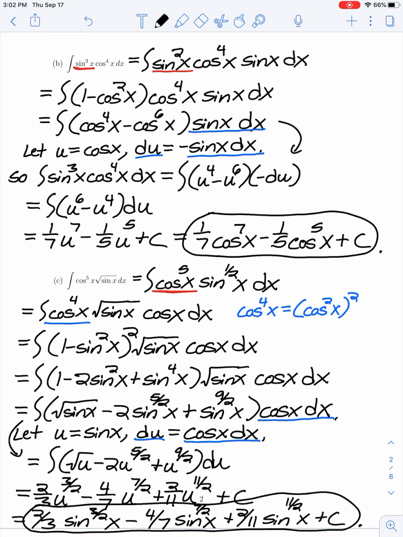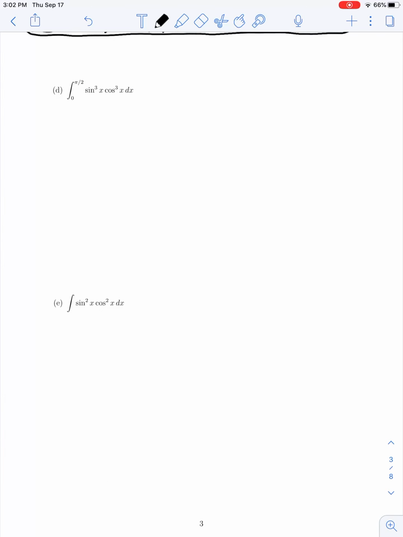All right. So let's look at some other ones. In part D, we have a definite integral from 0 to pi over 2 of sine cubed x times cosine cubed x. So we recognize this immediately as a trig integral because our integrand is a product of powers in sine and cosine of x.